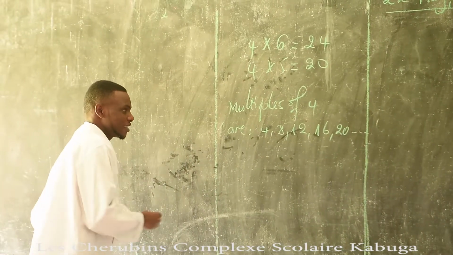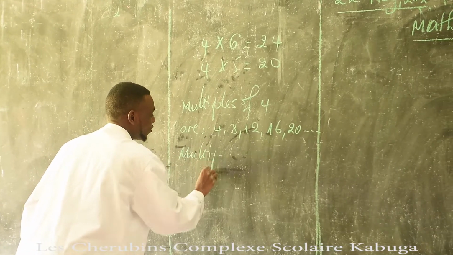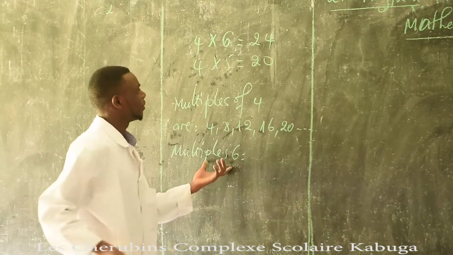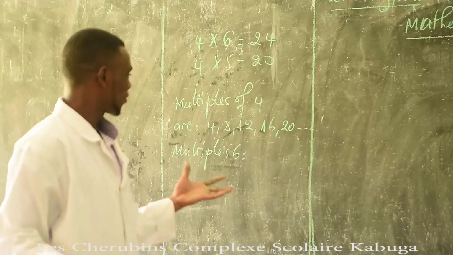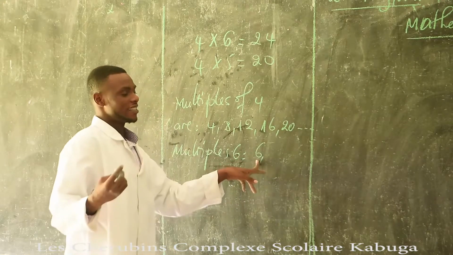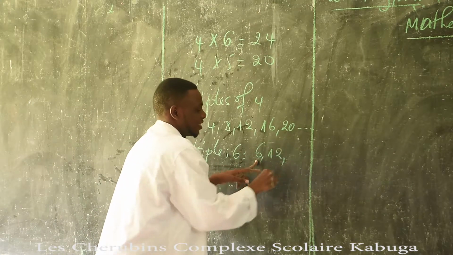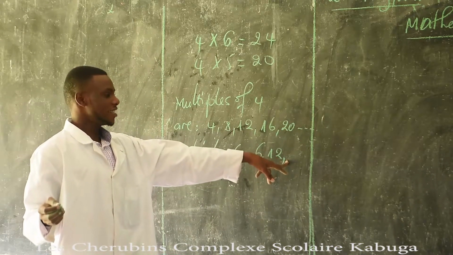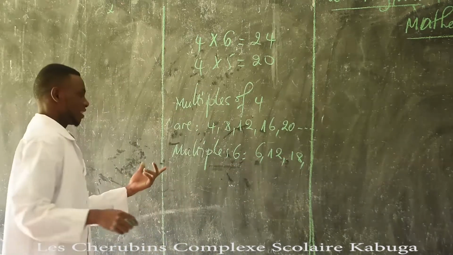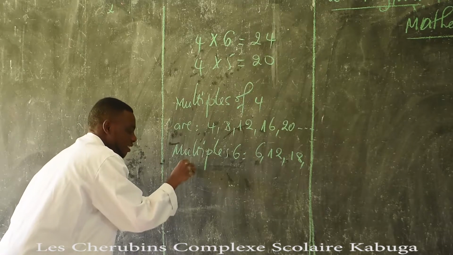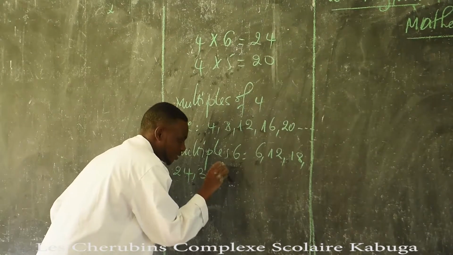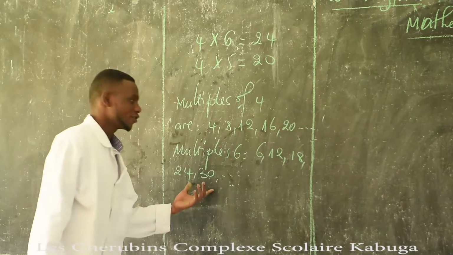So what are the multiples of number 6? The multiples of 6 are 6 times 1 is 6. 6 times 2 is 12. 6 times 3 is 18. 6 times 4, 24. 6 times 5, 30. So we can continue finding the multiples of 6.